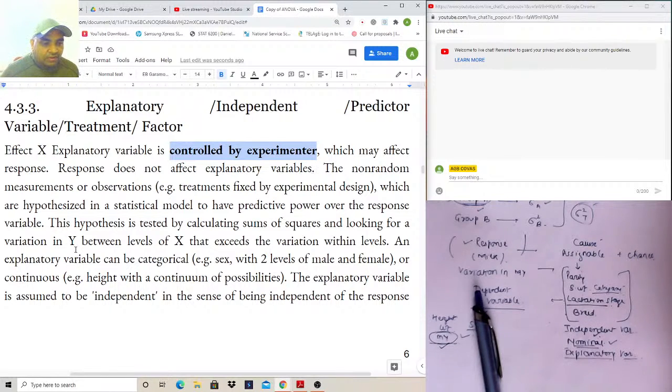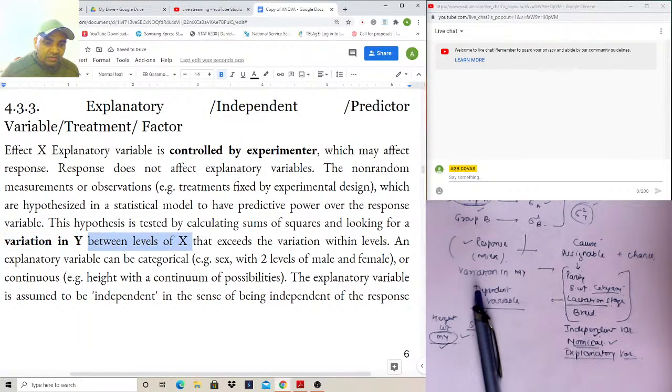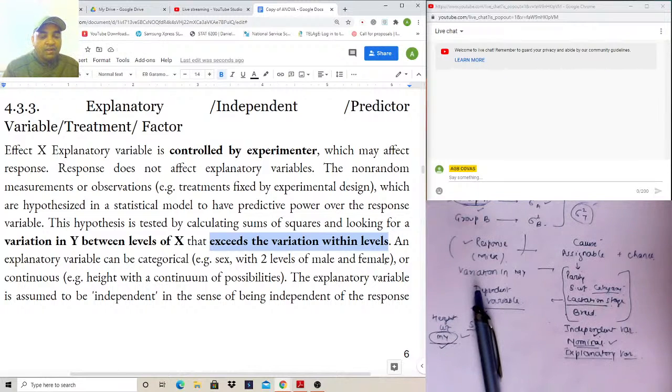So this hypothesis is tested by calculating sum of squares and looking for a variation in y between levels of x. So what you will be looking for? What is the variation in y, that is response variable, between the levels of x that exceeds the variation within levels. This between variation should exceed the variation within levels. Then only we can say that this grouping or the levels of x significantly affect the variation in the y.